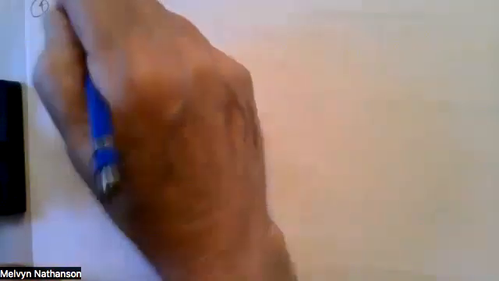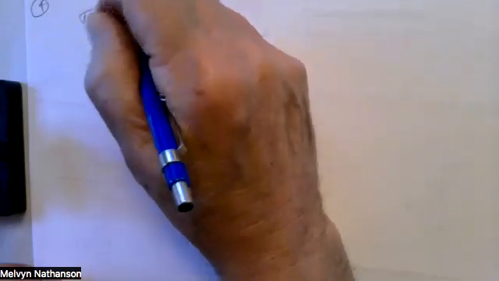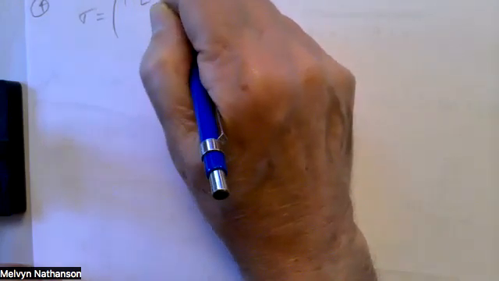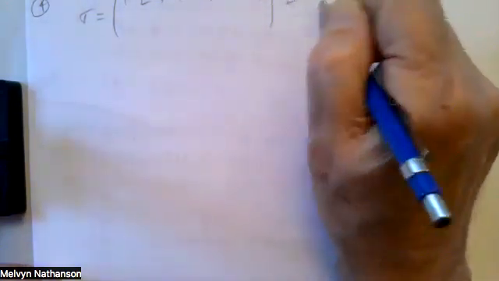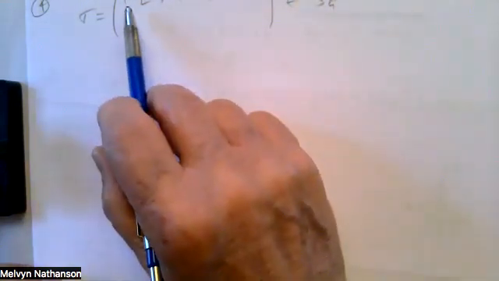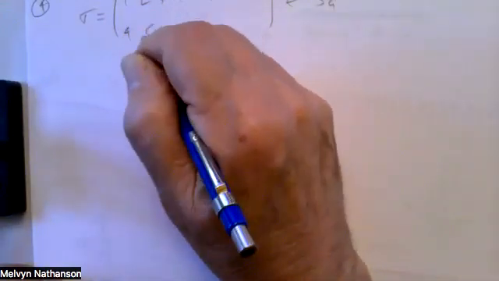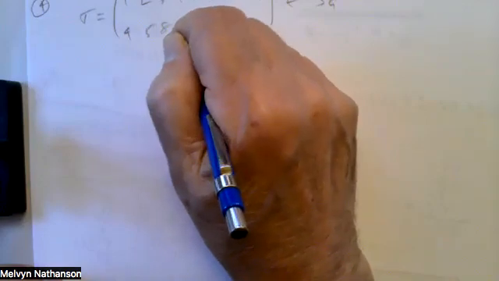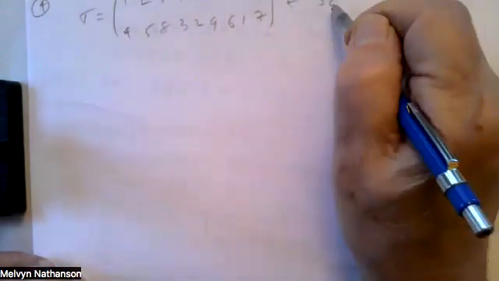Problem 4 is to take a permutation, sigma, and write it as a product of disjoint cycles and a product of transpositions. So this is a permutation in S9. This is a function from the set of the first 9 integers to itself, that's 1 to 1 and onto: 4, 5, 8, 3, 2, 9, 6, 1, 7. That's sigma.